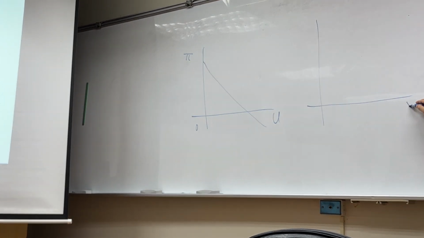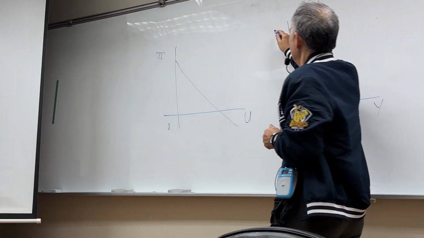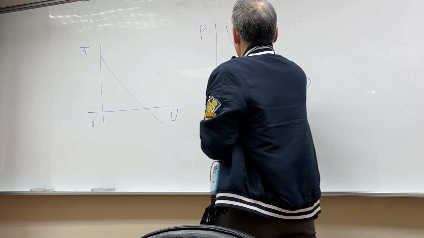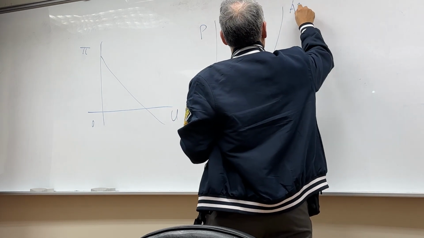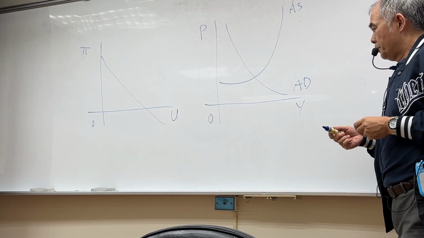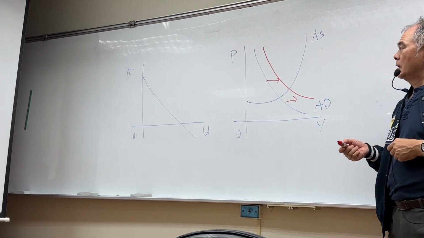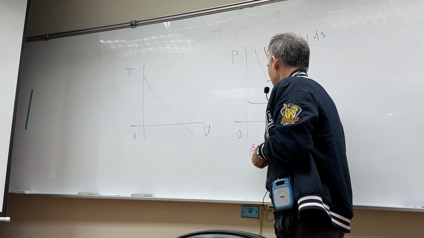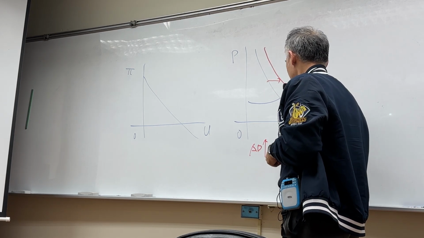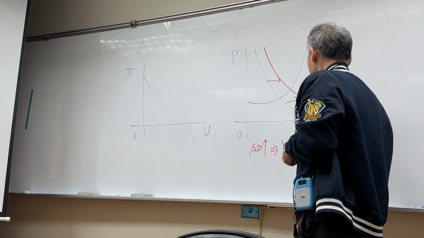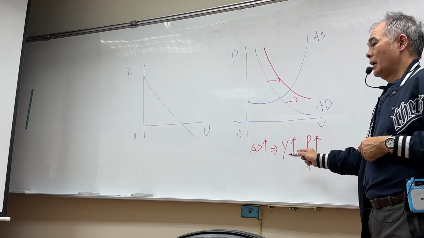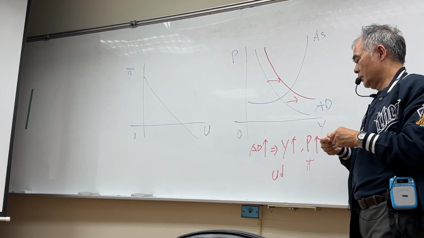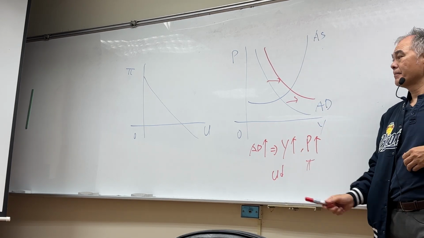This phenomenon comes from here. Now it is Y, and this is P, price level. This is aggregate demand, and this is aggregate supply. Then you have higher price level, so that is inflation. So aggregate demand goes up, Y goes up, and P goes up. So that is pi, right? And Y goes up, unemployment goes down, right? Because you produce more, you need more workers.